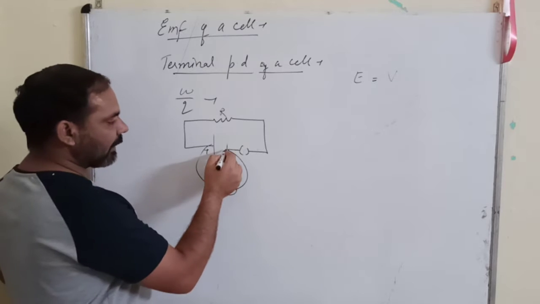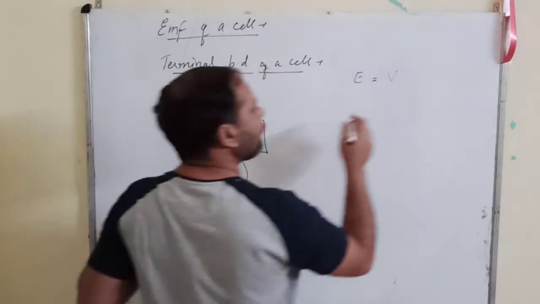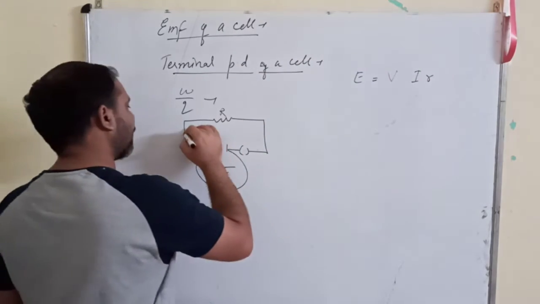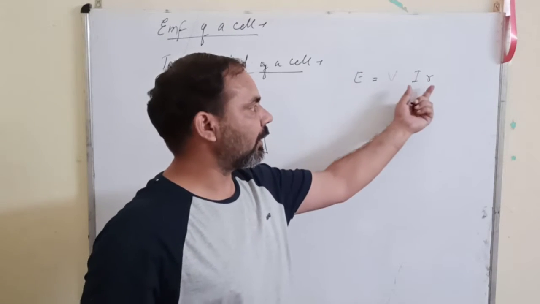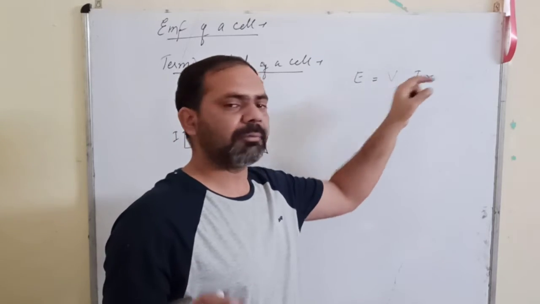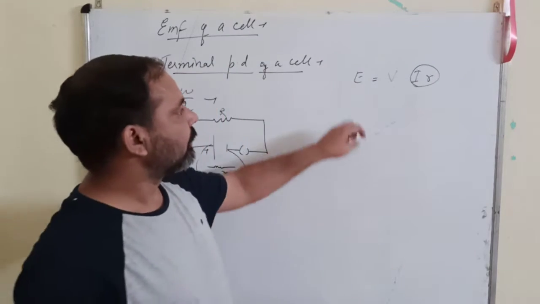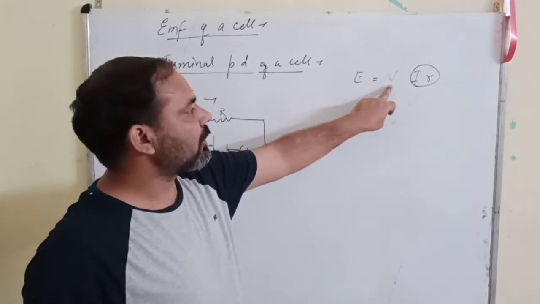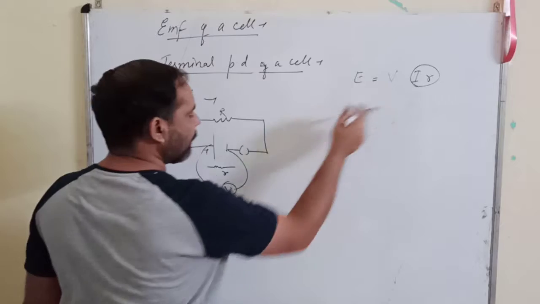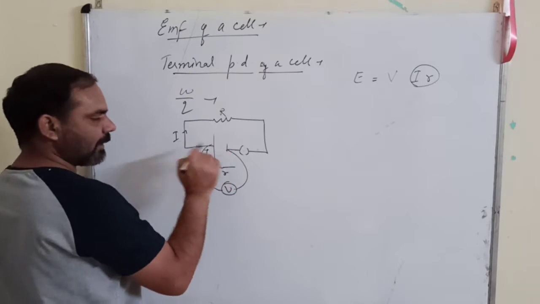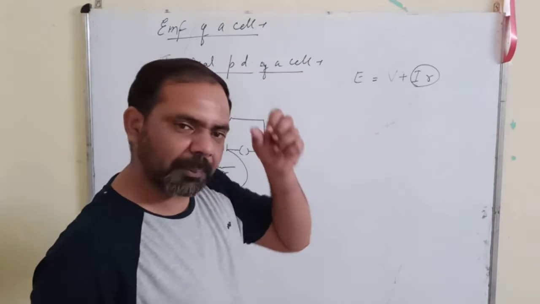And some amount of work is done against the resistance of the cell, and that is IR. Suppose a current I passes through the circuit, then I into small r is the potential difference. V equals IR, this is nothing but the value of the potential difference. Okay, so this is the total potential difference. This is the potential difference from this point to this point, and this is the potential difference from this point to this point inside the cell. So their sum should be equal: E equals V plus IR.